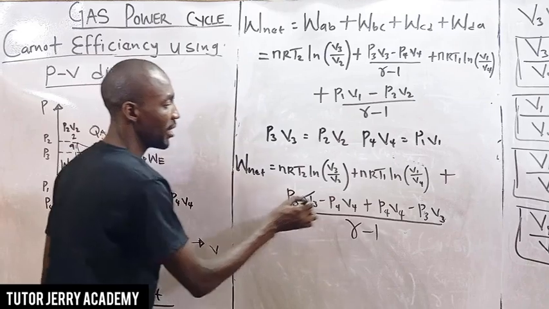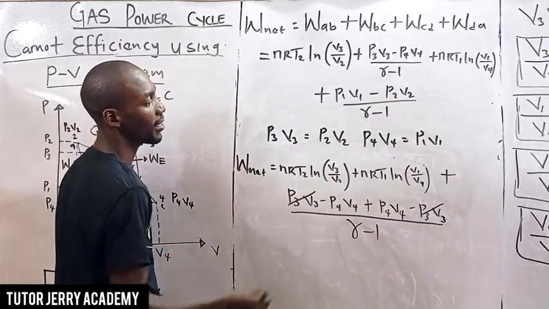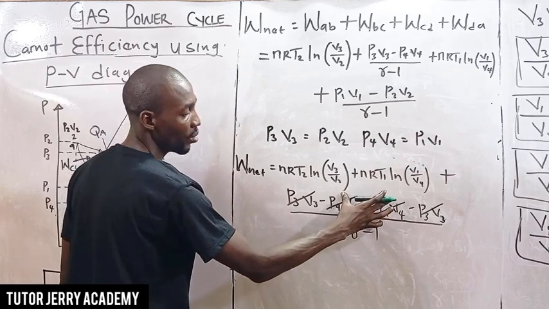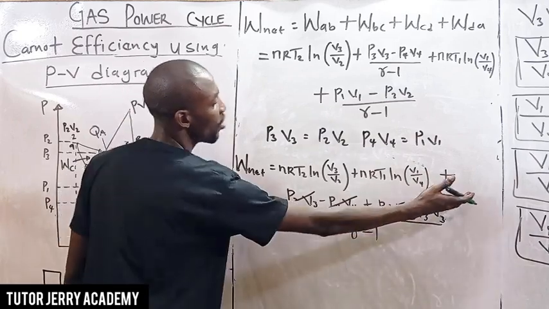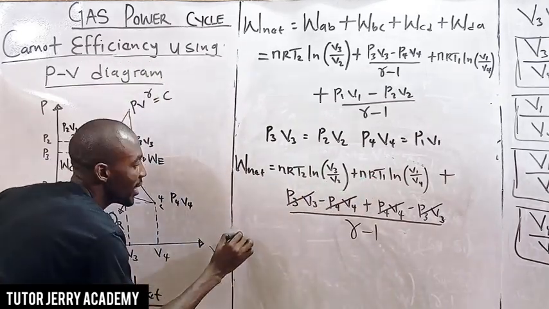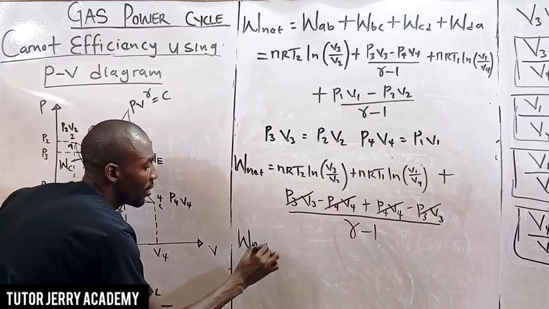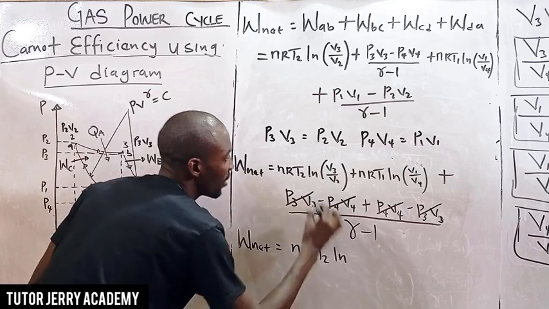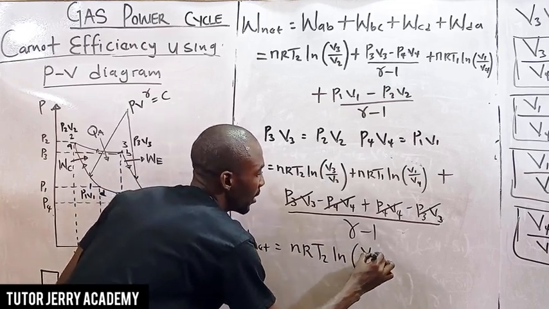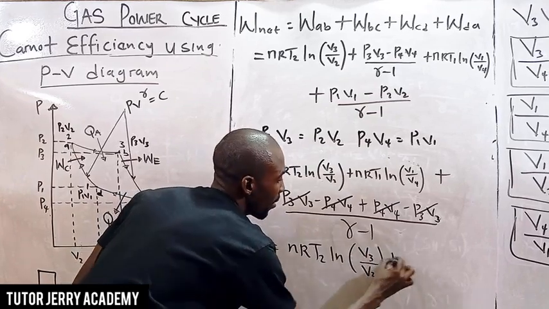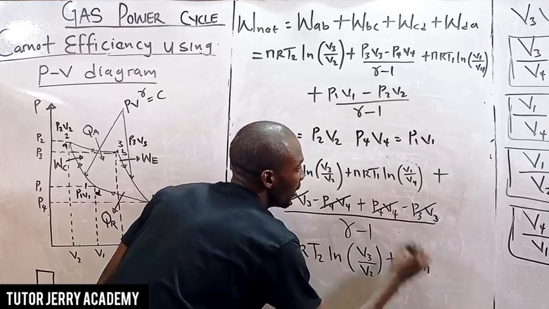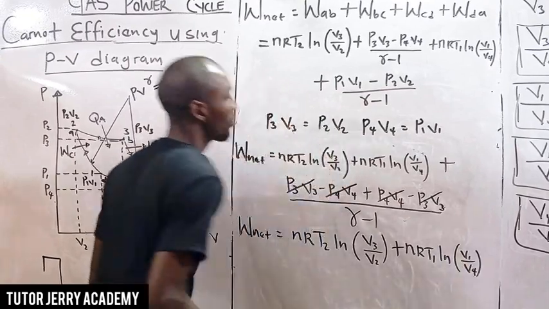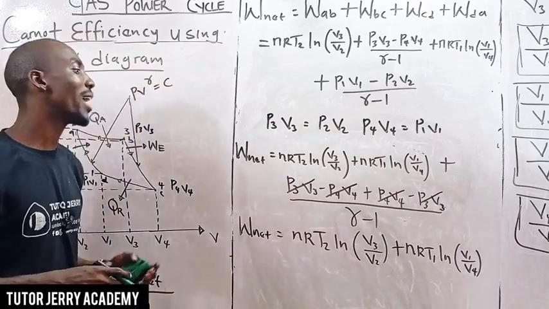You observe that P3 V3 cancels out P3 V3, and P4 V4 cancels out P4 V4. So everything here over gamma minus 1 will be 0. 0 divided by gamma minus 1 is 0, and 0 plus everything we have here will give us our work net equals to nRT2 ln of V3 over V2 plus nRT1 ln of V1 over V4. All right.